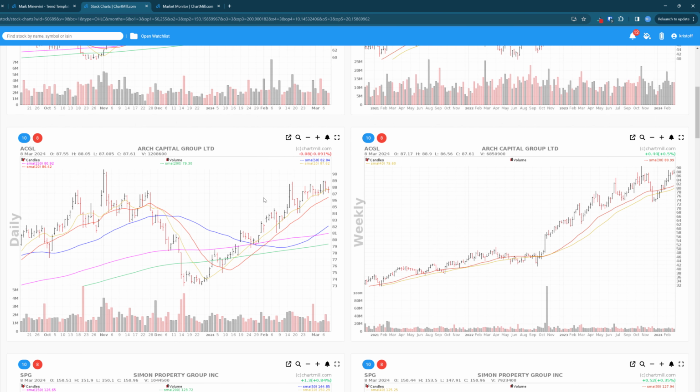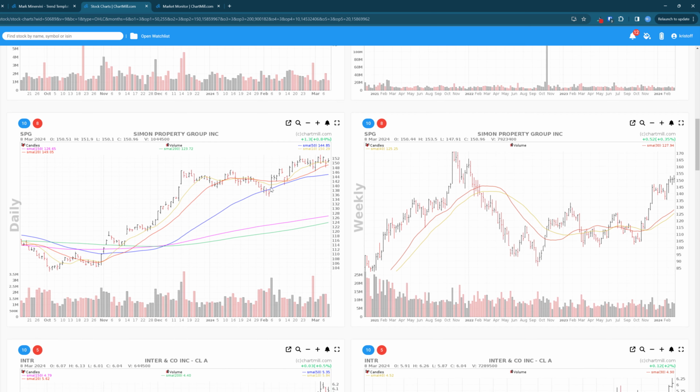Arch Capital, an ascending triangle, also on the weekly chart, it's ready to break out, it seems. If it can go up above 89, the first resistance is at slightly above 90, and then there is no overhead resistance. Simon Property, tight price action. First resistance on the weekly is 170.